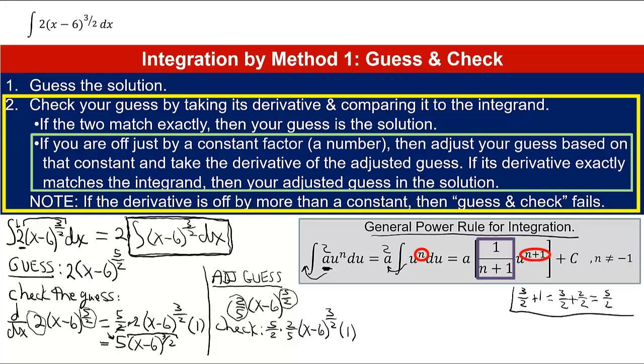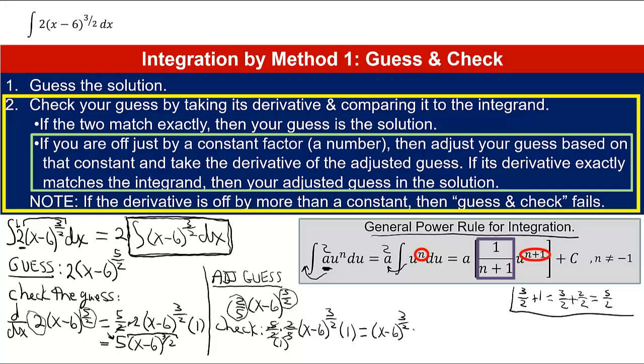Notice that 5 halves times 2/5 is always going to be 1 because you're multiplying by the reciprocal. And that's the whole reasoning behind what our guess is for the adjustment factor. And you end up with the quantity x minus 6 to the 3 halves as your adjusted guess check.